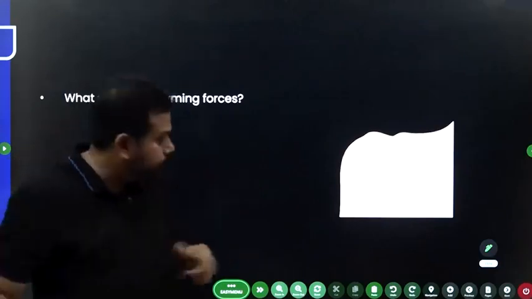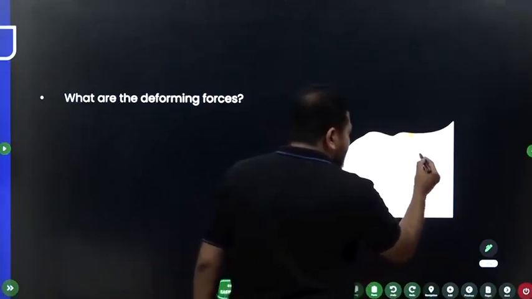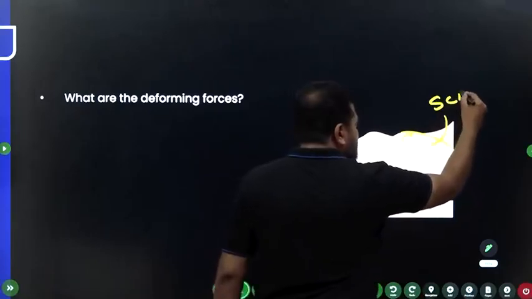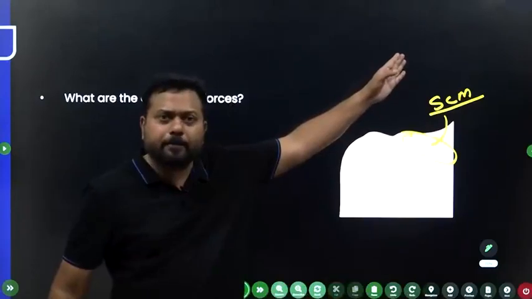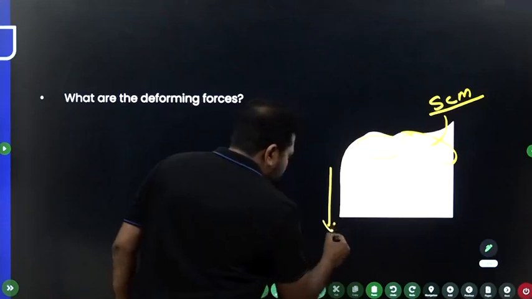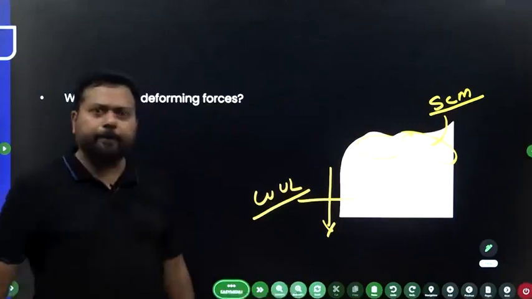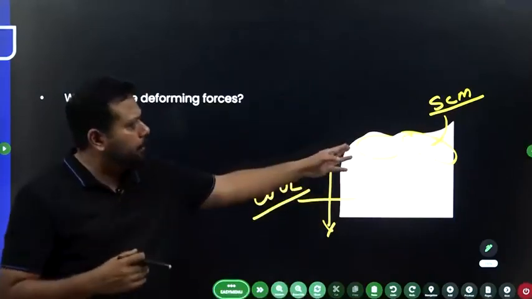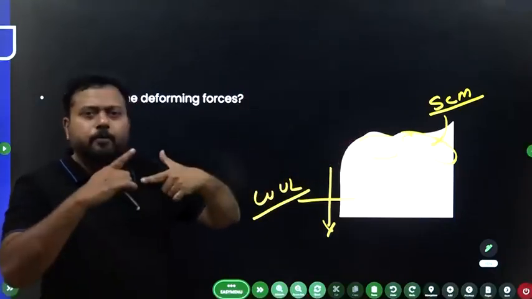The two forces displace the fragment. The medial fragment is displaced upwards by the sternocleidomastoid muscle. The lateral half is pulled down by the weight of the upper limb. The medial fragment is pulled up by sternocleidomastoid. So always it's going like that.